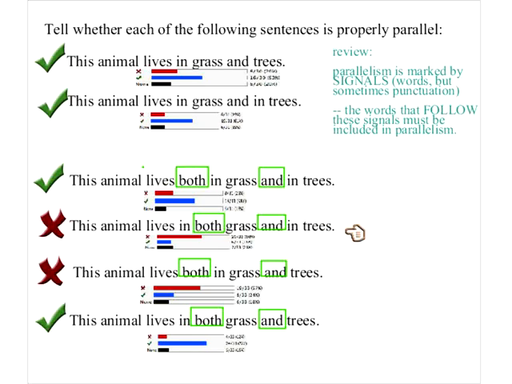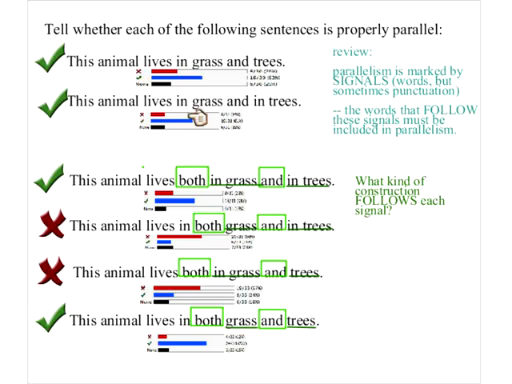So when you do these four, all you really have to do is just look at what follows the parallel signal. What kind of constructions follows each signal? So in this case, we're looking at in grass and in trees. Those are correct. That's why it's good. This is just grass, a noun, but this is in trees, which is not okay. Prepositional phrase. Those are not the same type of structure. In grass, trees, not parallel. Grass, trees, parallel.